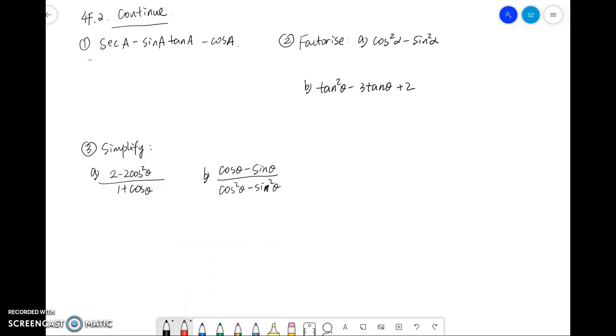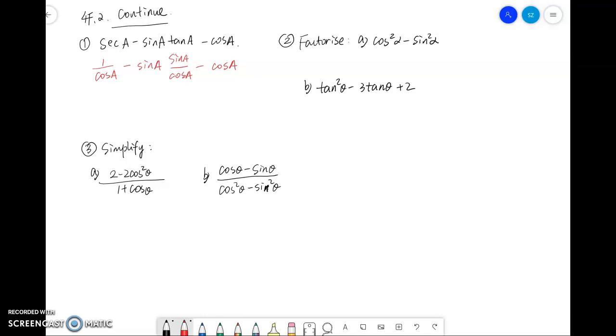So first, to simplify this one, sec A can be changed into 1 on cos A, so 1 on cos A, okay? And take away sin A, and then you can change the tangent A into sin A over cos A, okay? And then take away cos A. Why do we need to do that?